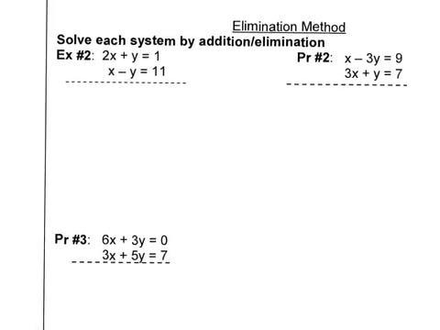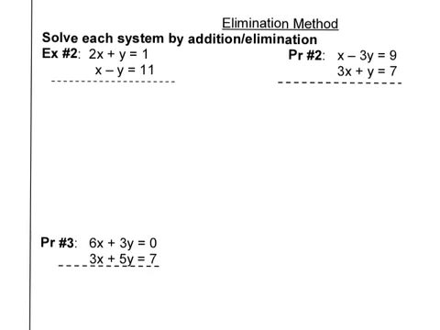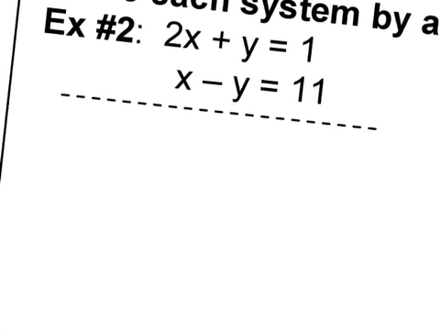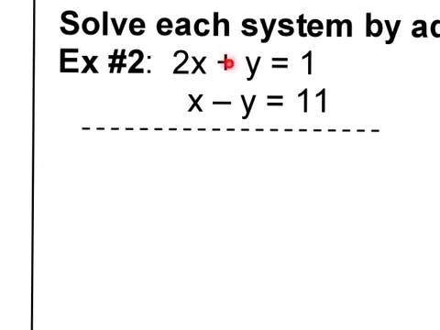Alright, this is the elimination method. I'm going to show you an easy one, and then I'm going to show you how to start practice number 2. So this one's really easy when it comes to elimination. When I say elimination, I mean we're going to add these equations together so that something cancels out. But let me show you something really quick.